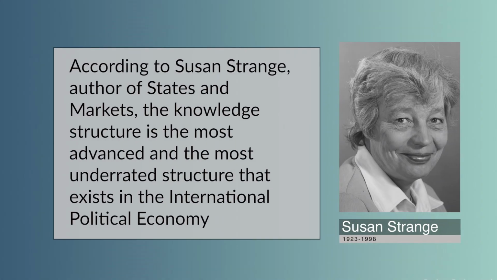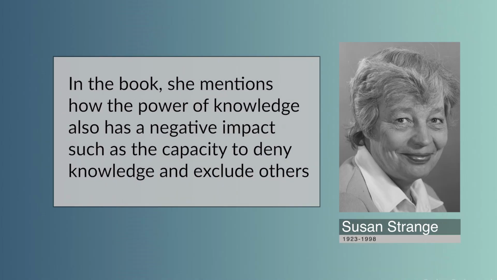Next, we come to States and Markets by Susan Strange. The knowledge structure is the most advanced and the most underrated structure that exists in the international political economy. That means in the context of advanced knowledge, there are some kinds of algorithms that work whereby the knowledge creation is basically duplicated, and moreover in some instances it has a negative impact because it creates the scope for exclusion, and thereby the knowledge creation creates an ambience where the creation is repetitive.